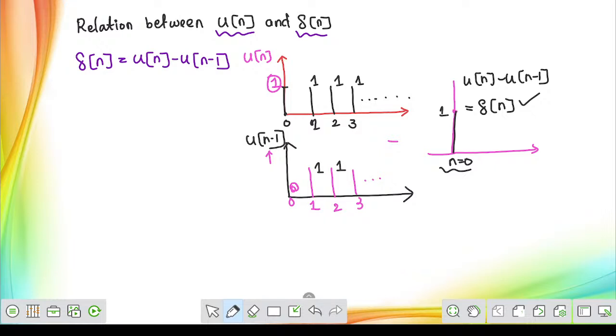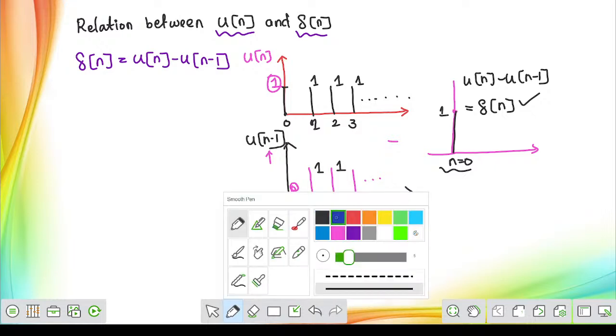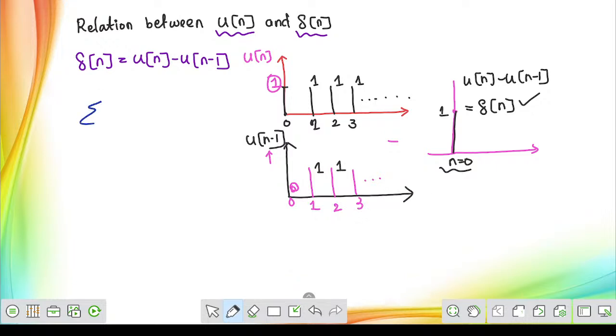And suppose it is given that, let us take the summation of the impulse function running from 0 to infinity, and we are adding all these values. From n equal to 0 to infinity, if you are adding all the values, what does it mean? At n equal to 0, we have 1, at n equal to 1, this function becomes 1, at n equal to 2, it is 1, at n equal to 3, it is 1.